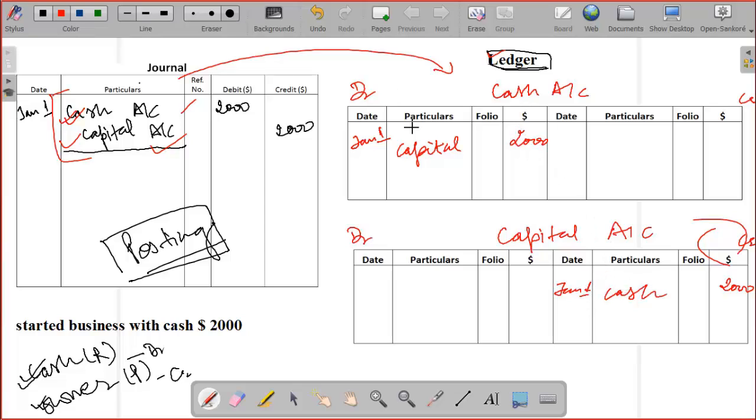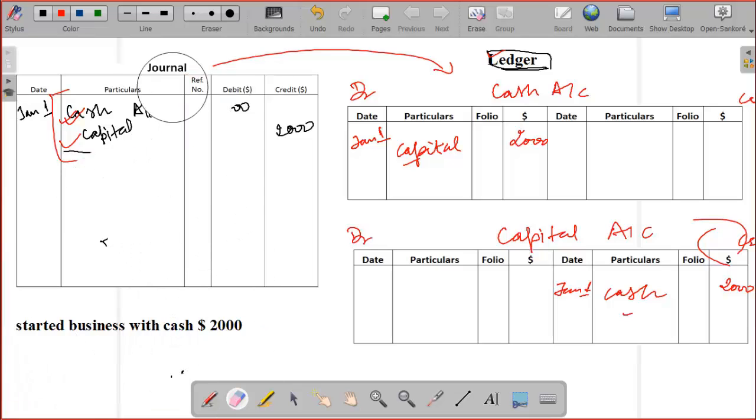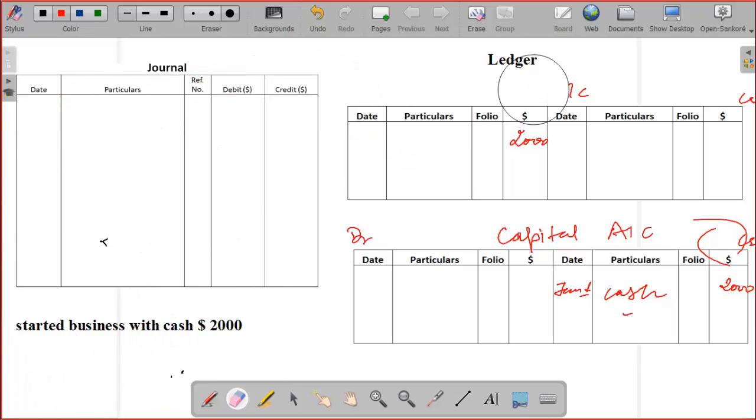Now here we wrote the opposite account, which one? Capital, and here I wrote what? Cash. Okay? So this is the complete posting of this entry. Understood? Now one more transaction we will take. Understood this first transaction?